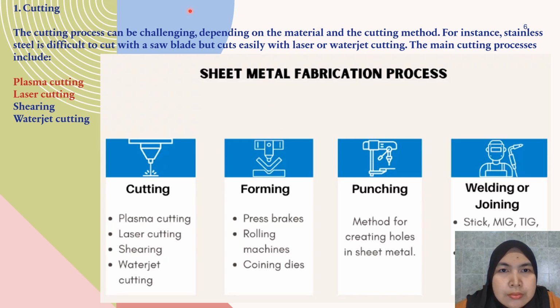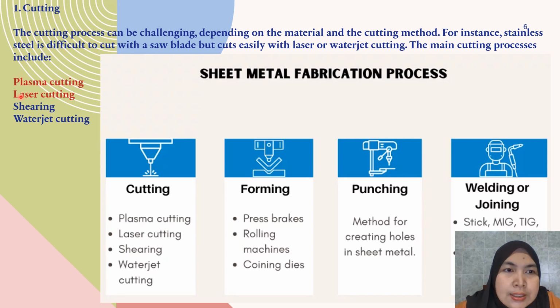depending on the material and the cutting method. For instance, stainless steel is difficult to cut with a saw blade but cut easily with laser or water jet cutting. The main cutting processes include 4 classes, which are plasma cutting, laser cutting, shearing, and water jet cutting.